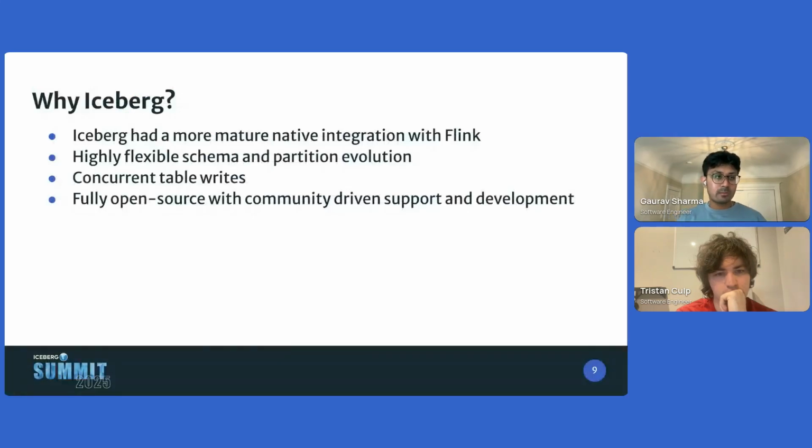So why Iceberg to begin with? Iceberg had a more mature native integration with Flink. Like I mentioned, with Delta we had some issues running with the Flink connector, and it makes sense, right? Delta is a bit more Spark centric and focused on that. And at the time, Iceberg definitely had a much more mature native integration, and a larger community of support specifically for Flink as well.